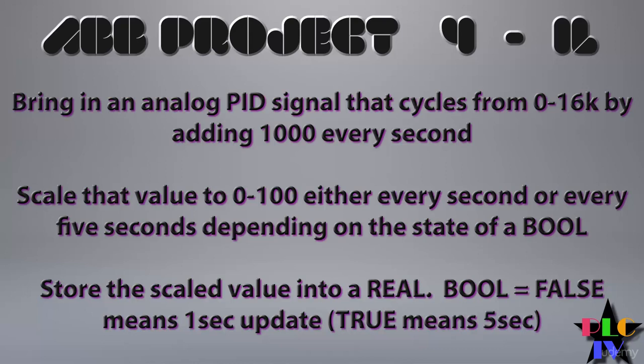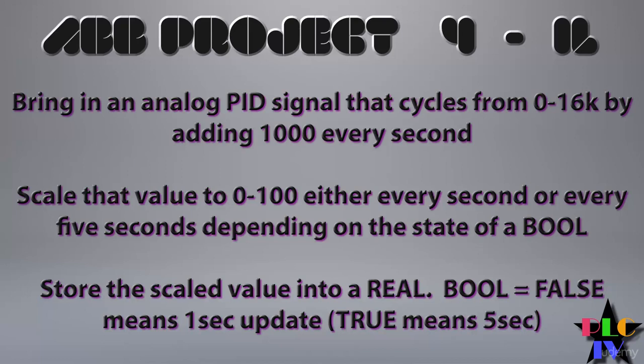Something else we want is we want to actually change our input value coming in. So we're going to say that we're scaling an input value from 0 to 16,383. Well, every second we want to go ahead and add 1,000 to the signal coming in. And then once it gets up to 16,000, we're just going to reset it back to 0 and start all over again on that counter.